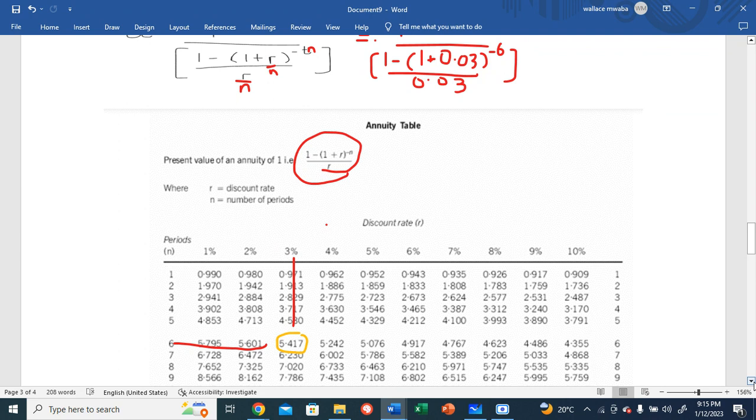Who else is getting 0.1626? One minus 0.873. I remember that was 0.873. For me, I've got 0.1626. Then if you divide 0.1626 by 0.03, you're going to get 5.42, which is the same as this number here. It's just been rounded off to 2 decimal places, 5.42.